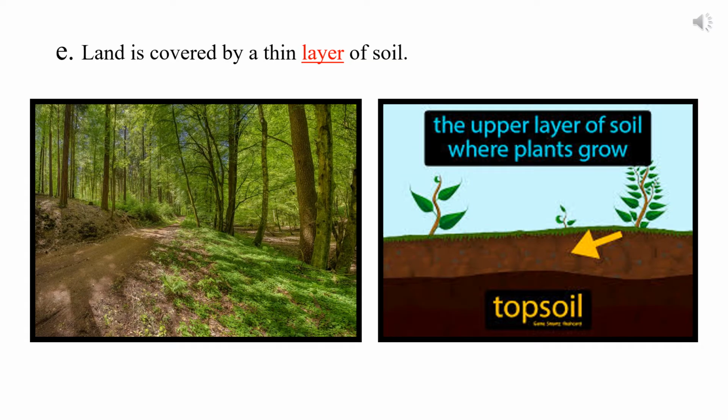Dear students, land is covered by a thin layer of soil. We have learned that three-fourths of the earth is covered with water and only one-fourth consists of land. And from that part only 10% is land that is fertile and can grow plants. And what is topsoil? The upper layer of soil where plants can grow is called topsoil.